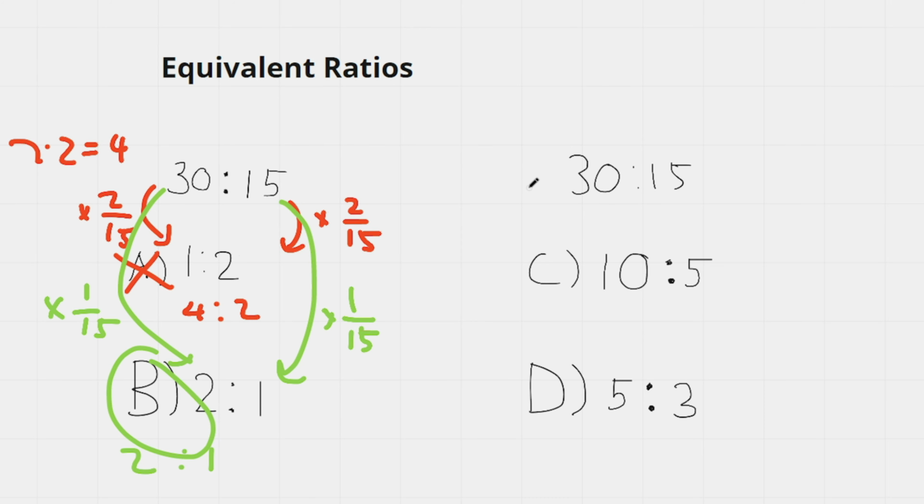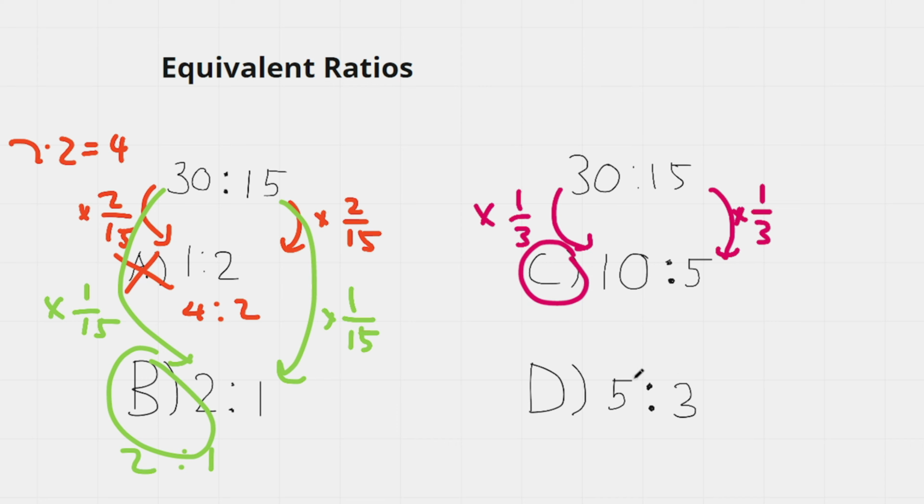Let's do the same thing to C and D. Let's repeat the same process. Okay, 15 times 1 over 3 equals 5. Let's do the same thing: 1 over 3. So 30 over 3 is 10. So yes, this is good.